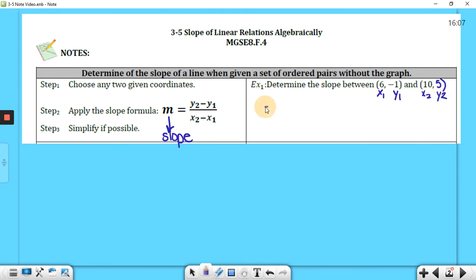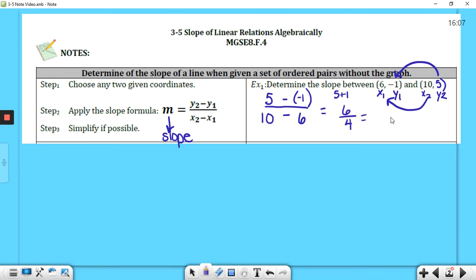For other students, it helps if they actually set up their fraction bar and their two subtraction signs. And then another tool is you can use arrows to help keep you organized in your math. So you're going to take your second y, which is 5, subtract your first y, which is -1. And then you're going to take your second x, which is 10, subtract your first x, which is 6. So we have a double negative here, which becomes 5 plus 1, which is 6, over 4.